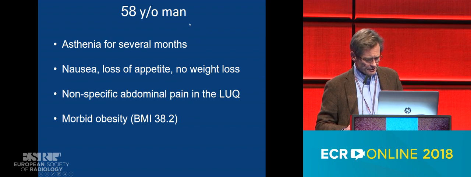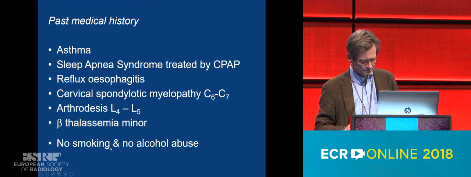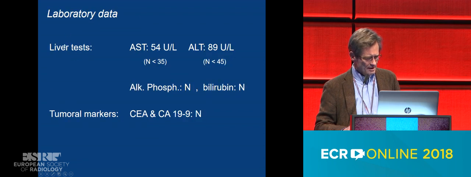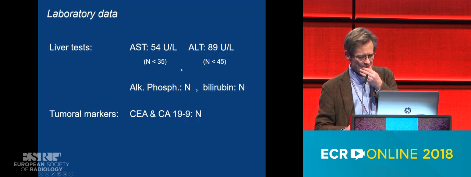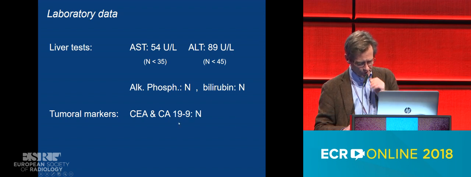A 58-year-old man presenting with asthenia, nausea, loss of appetite, no weight loss, non-specific abdominal pain in the left upper quadrant, and morbid obesity. The past medical history is not really related to the pancreas. The liver tests were abnormal, but alkaline phosphatase was normal, as well as the bilirubin. The transaminases were abnormal, and the tumoral markers were normal.